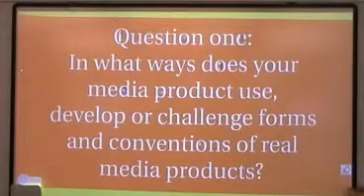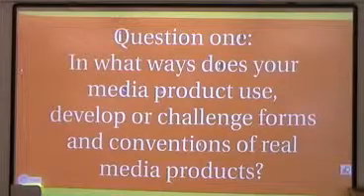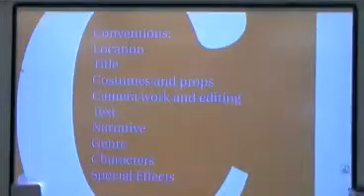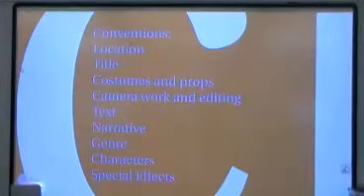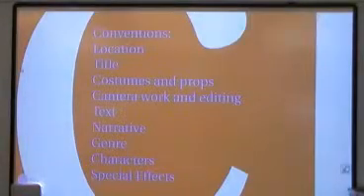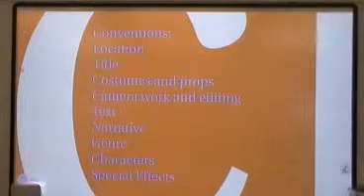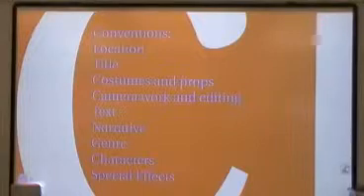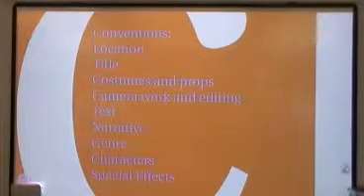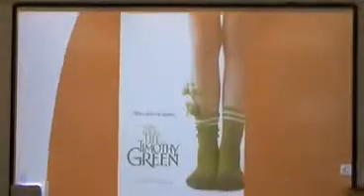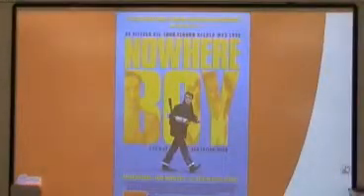Question 1. In what ways does your media product use, develop or challenge forms and conventions of real media products? Conventions used in film production and within opening titles are the location of the film, the title of the film, costumes and props, camera work and editing, text, fonts and style, narrative of the film, genre, characters and special effects. To find and understand these conventions, I deconstructed several films, including ones of similar genre and target audience to mine. For example, The Odd Life of Timothy Green or Nowhere Boy.